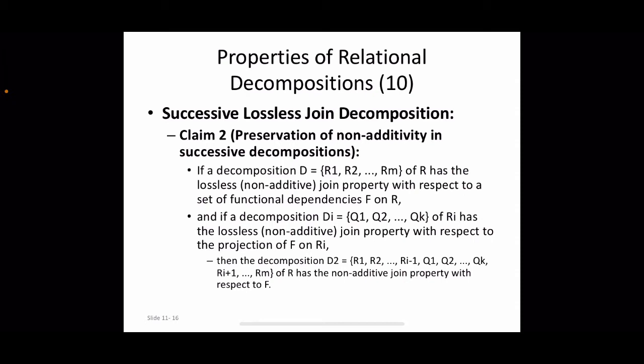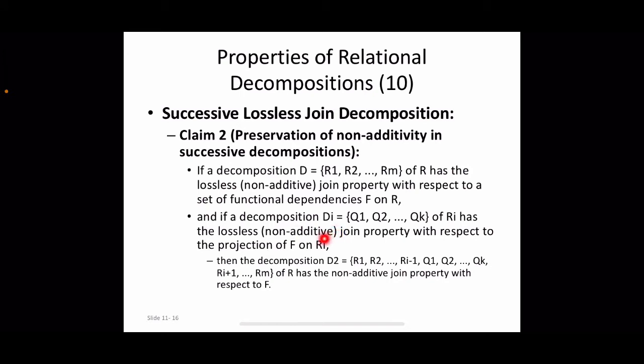Those are called successive decompositions, and the claim is that if a decomposition D = {R1, R2, etc., Rm} of R has a lossless join property with respect to a set of functional dependencies F on R, and if a decomposition Di = {Q1, Q2, etc., Qk} of Ri has the lossless join property with respect to the projection of F on Ri, that means the entire set of decompositions R1 to Rm has the lossless join property, and we further decomposed one of the Ri as Q1, Q2, etc., Qk, and this decomposition of Ri also has the lossless join property with respect to the projection of F on Ri.